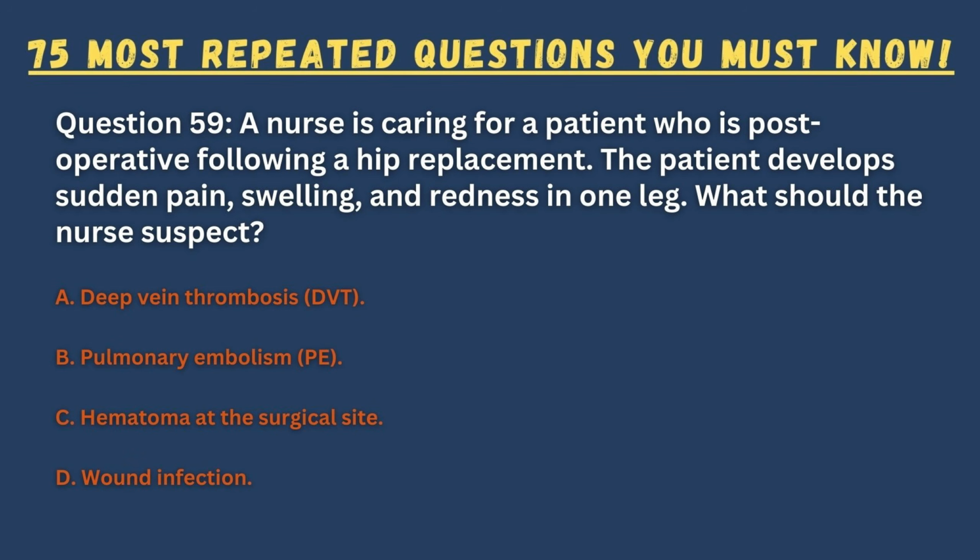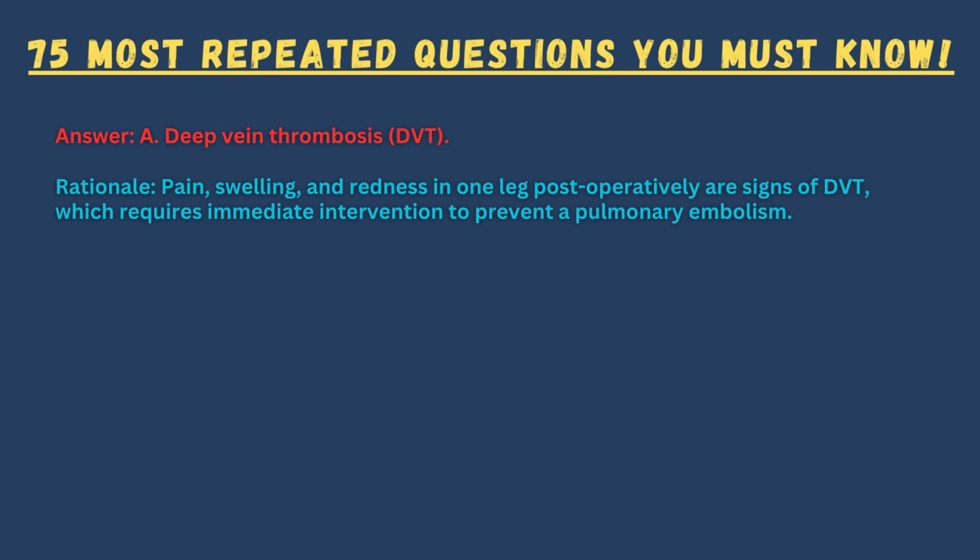Question 59. A nurse is caring for a patient who is post-operative following a hip replacement. The patient develops sudden pain, swelling, and redness in one leg. What should the nurse suspect? A. Deep vein thrombosis, DVT. B. Pulmonary embolism, PE. C. Hematoma at the surgical site. D. Wound infection. Answer: A. Deep vein thrombosis, DVT.